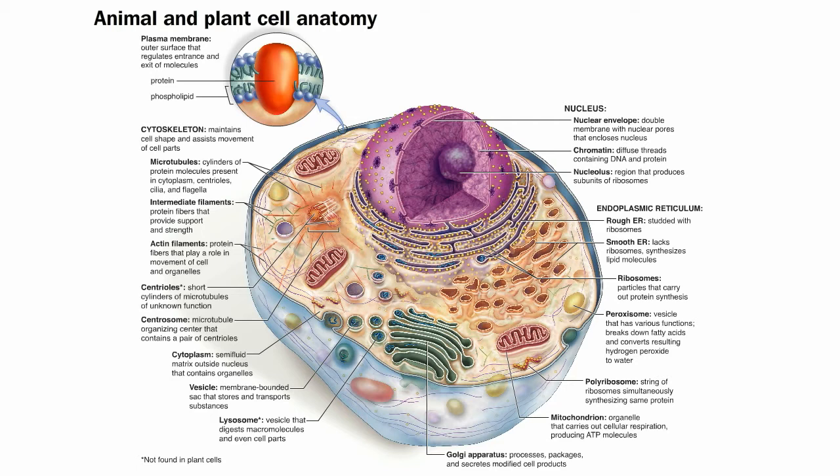Ribosomes are the protein synthesis machinery of a cell. It's here that the cell manufactures all of the proteins needed for cellular function. Sometimes many ribosomes may be involved in making the same protein simultaneously. This is called a polyribosome.